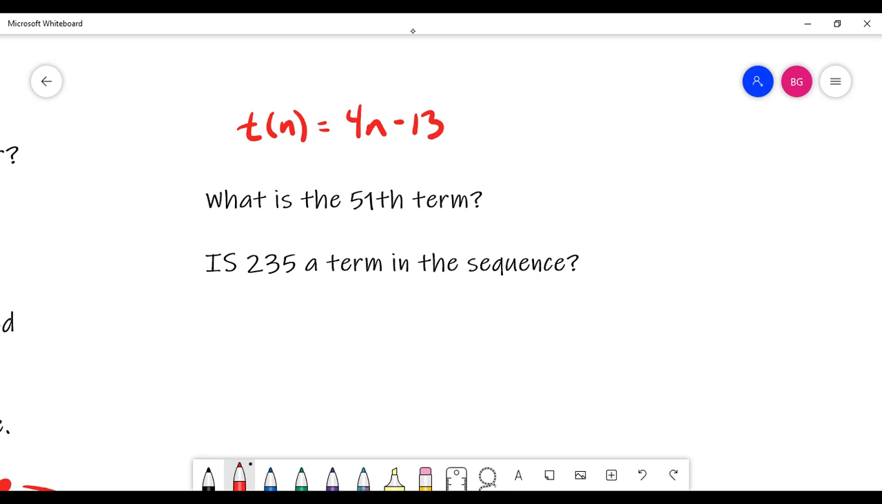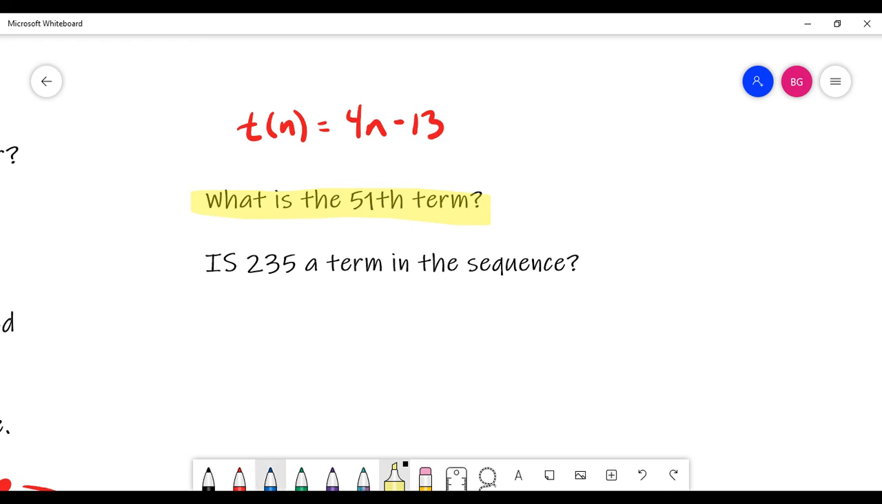What I want you to do is start with the first one here. I want you to figure out what is the 51st term. So that means we're trying to figure out what would be in spot number 51. Go ahead and try this one out. If you get stuck, or once you get an answer, resume the video.